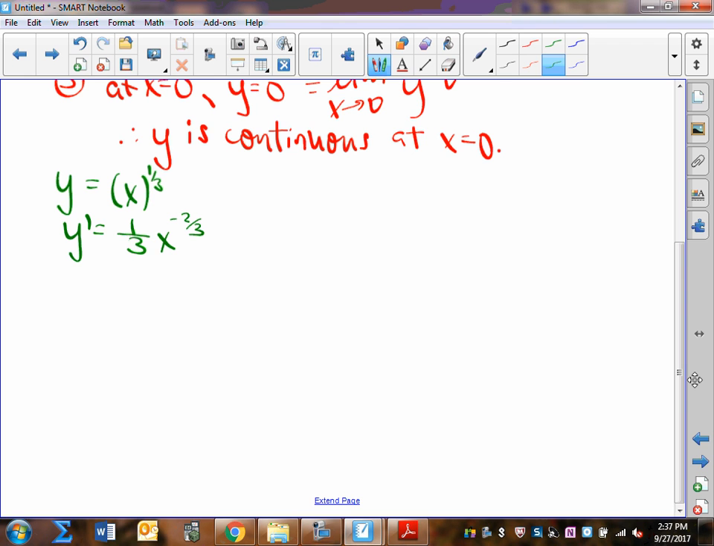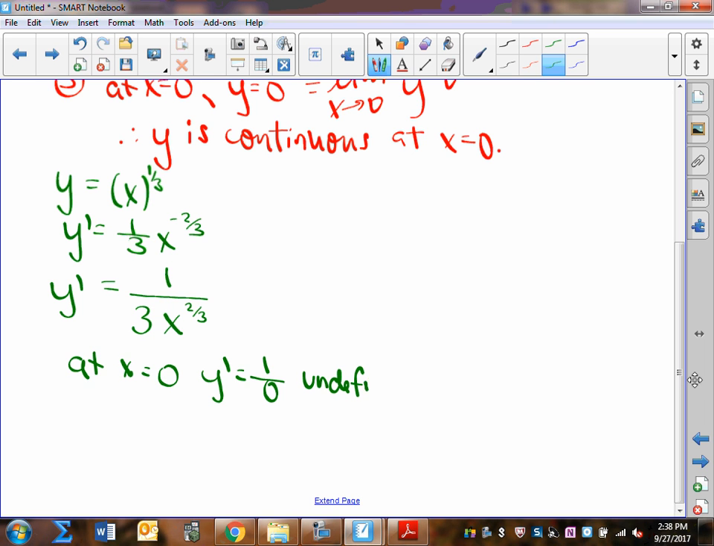Okay, so we're taking our derivative, which is great, this is our derivative, but is my derivative defined at 0? Well, let's take a look at what this means. What's another way I can write this? 1 over 3x to the 2/3. All right, so this is my derivative. From just my derivative equation, I should be able to see, is it defined at 0? No. In fact, if we try to put in 0, at x equals 0, y prime equals 1/0, which is undefined, right?